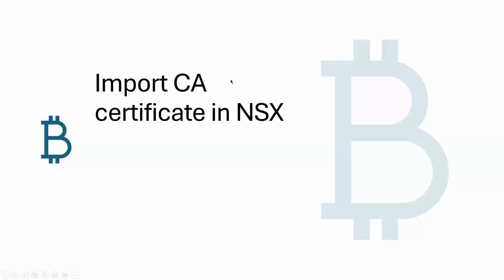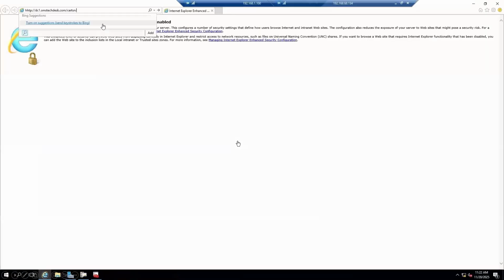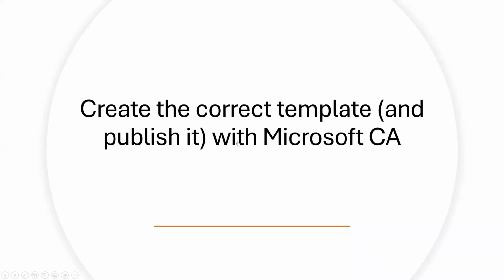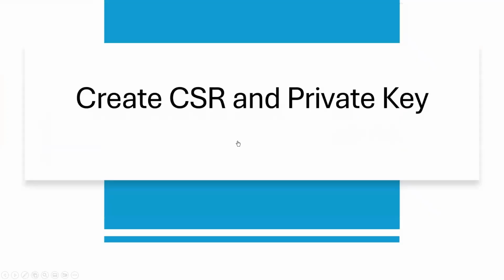Next step is to import the CA certificate in NSX. Okay, so next step is to create the CSR and then the private key. So let's see how to create the CSR.